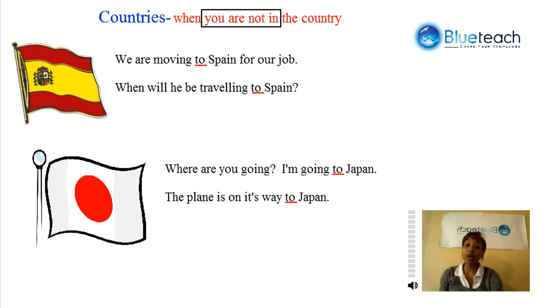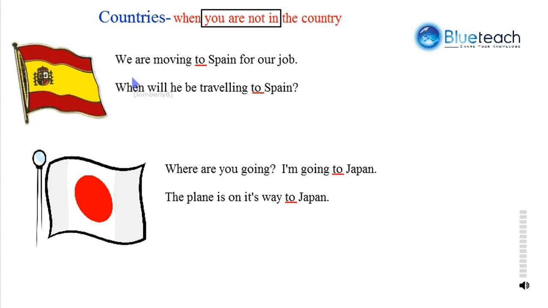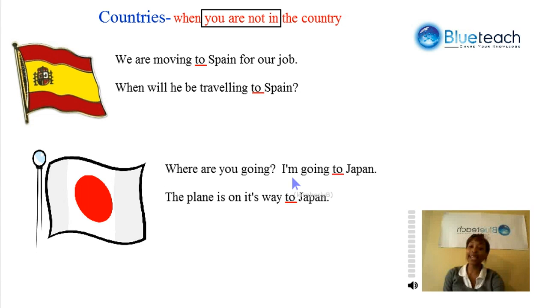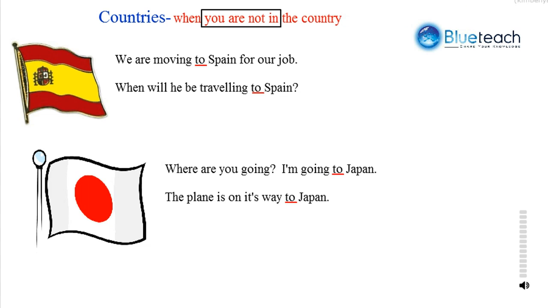Let's take a look at countries. When you are not in the country, just like with continents, when you use a verb, the verb normally takes the preposition to. We are moving to Spain for our job. When will he be traveling to Spain? Where are you going? I'm going to Japan. The plane is on its way to Japan. That means that you are not in the country. You're talking about going to that country.